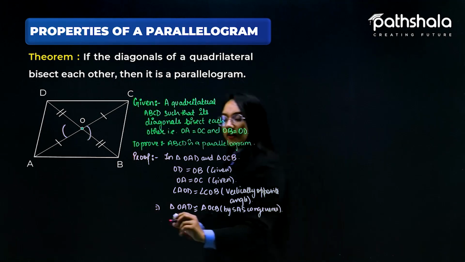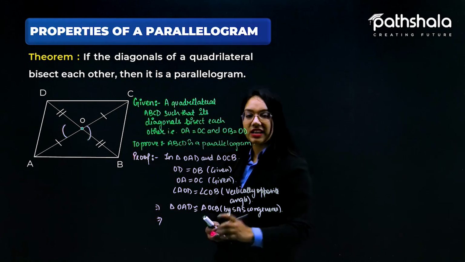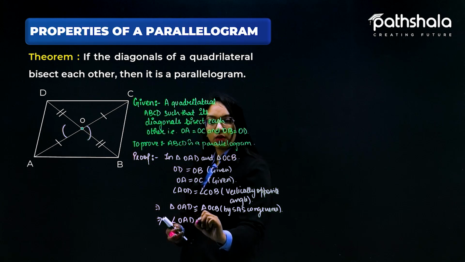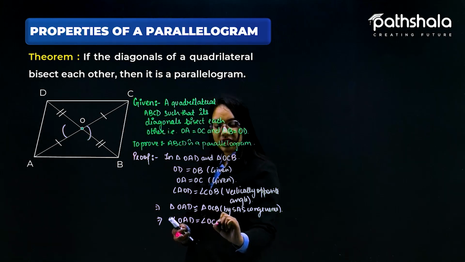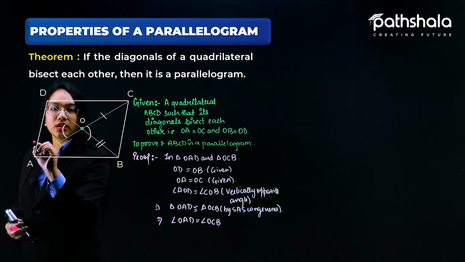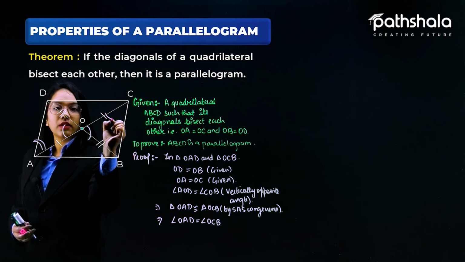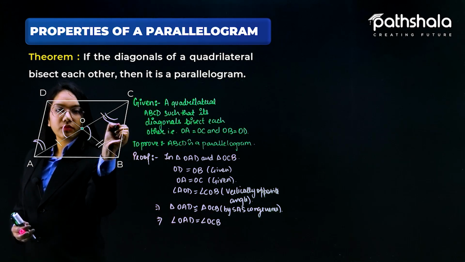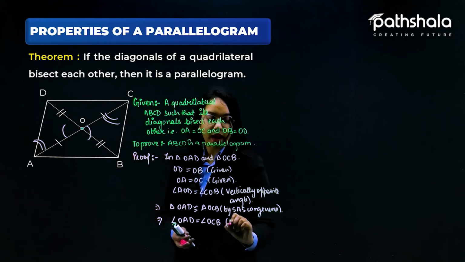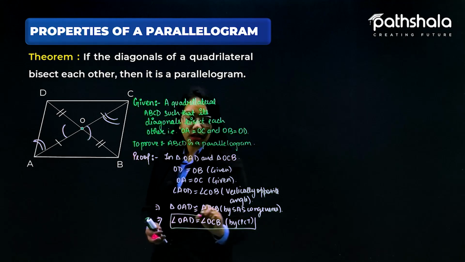And since these two triangles are congruent to each other, we can say that angle OAD is equal to angle OCB. This particular angle is equal to this angle. We can say this by CPCT.